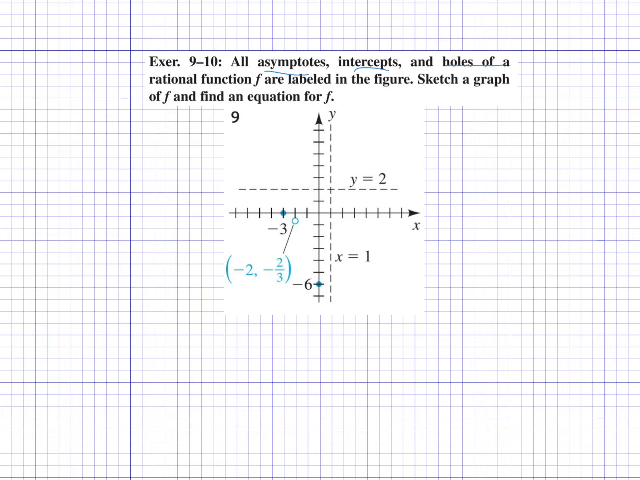All right, so notice we have a hole right there at negative 2 thirds. All right, it says sketch a graph of f and find an equation for f. So now we got to find the equation here. So let's sketch the graph first. And first thing you should notice is you have an x-intercept at negative 3, a y-intercept at negative 6. All right, so that means the line is below the horizontal line here. And, sorry, that should be connected there. Go through here, there's a hole at that spot and coming down.